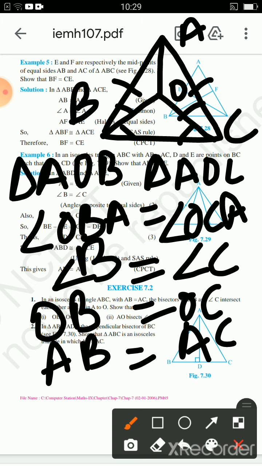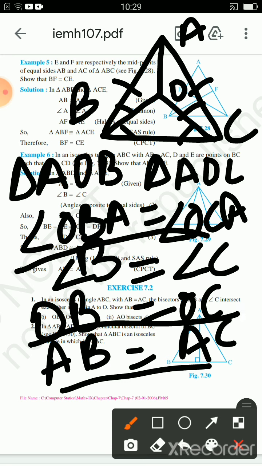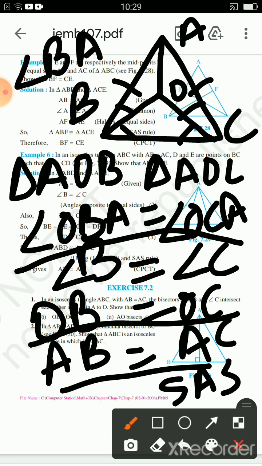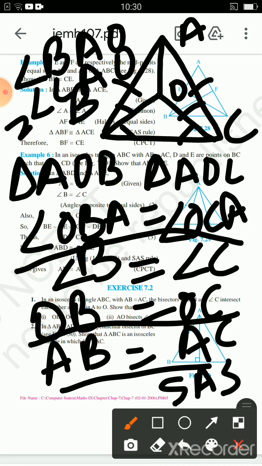So the two sides are equal and one angle is equal. See whether the angle is enclosed between these two sides or not. Yes, AB and AC you have shown equal, and OB and OC also shown equal. The angle OBA is enclosed between AB and OB, and angle OCA is enclosed between OC and AC. So the triangles will be congruent by side, angle, side, and hence angle BAO will be equal to angle CAO, and therefore AO is the bisector of angle A.